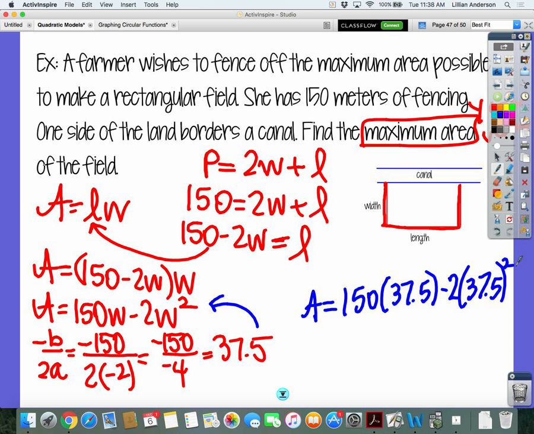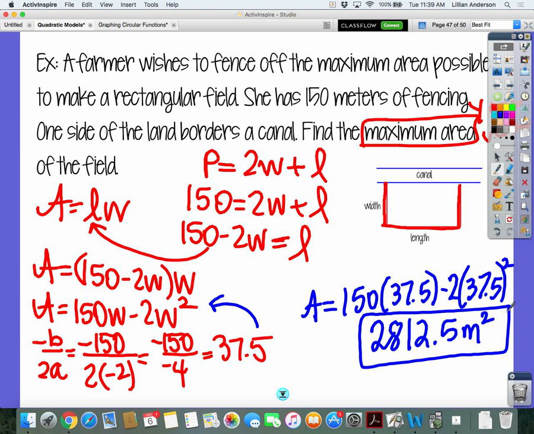Type that into your calculator. Get your answer. So we type it in and we get 1012.5 meters squared. And we want to include our units, which are meters squared. That is the maximum area of the field.